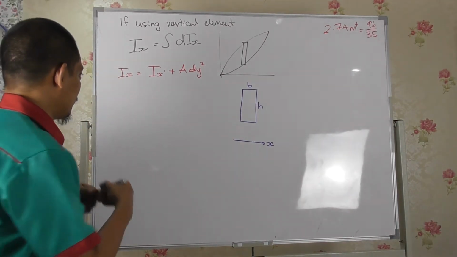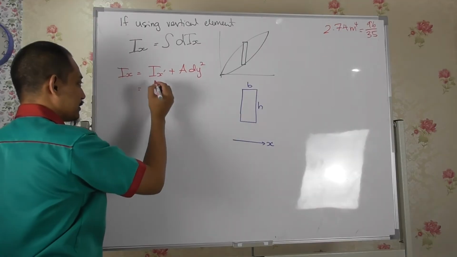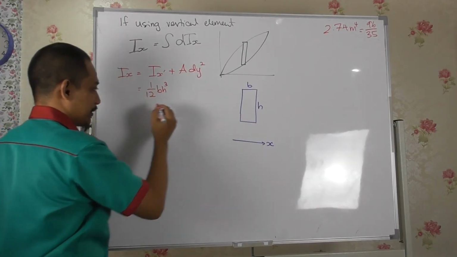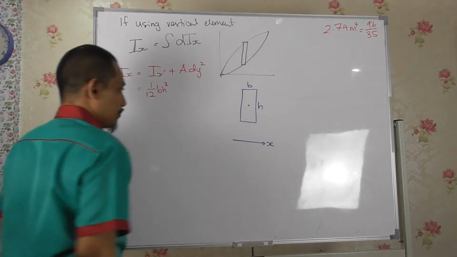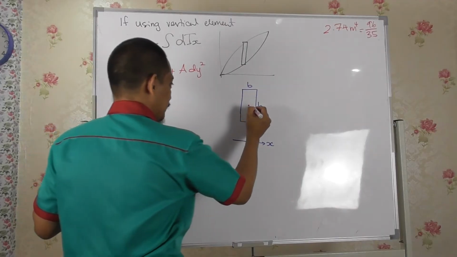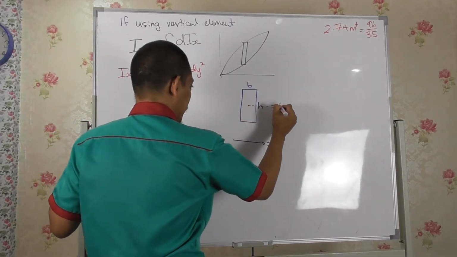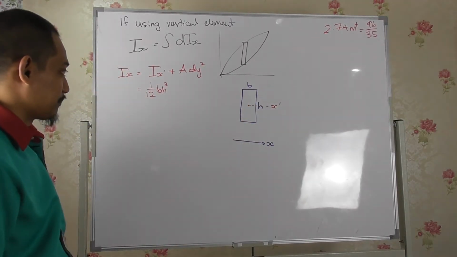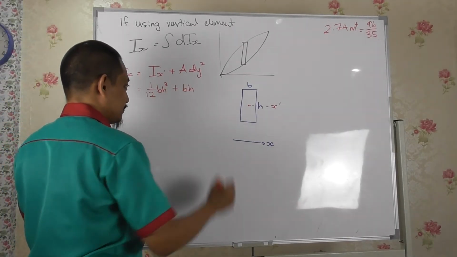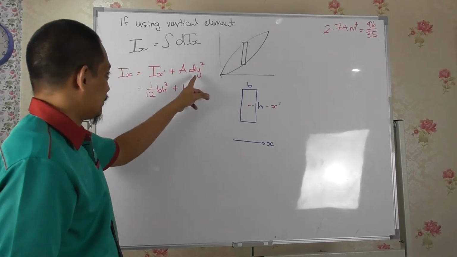Ix prime, for a rectangular shape like this, is 1 over 12 bh cube. That's the moment of inertia about its own centroid axis. If this is x prime, then Ix prime is that one. Plus A, which is just B times H since it's a rectangle. dy is the interesting part.